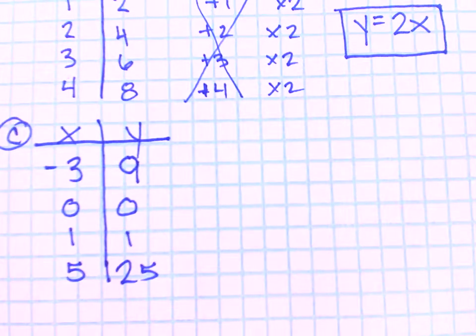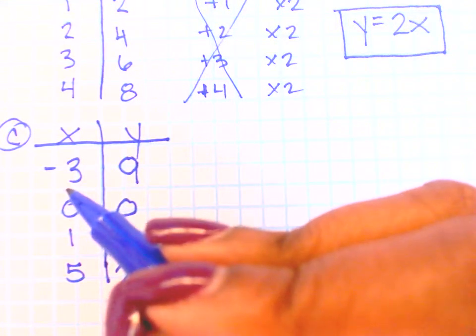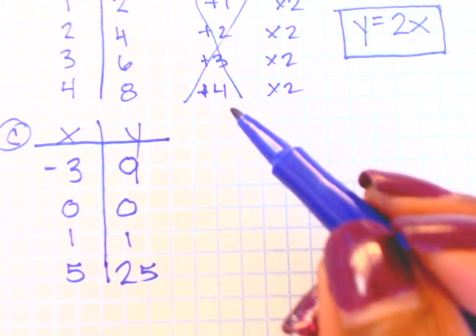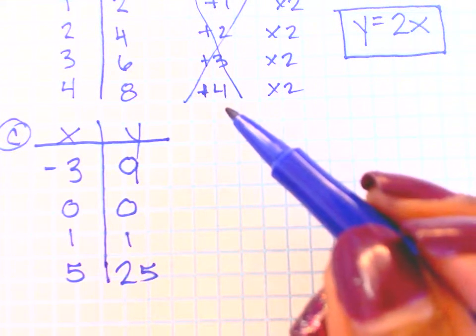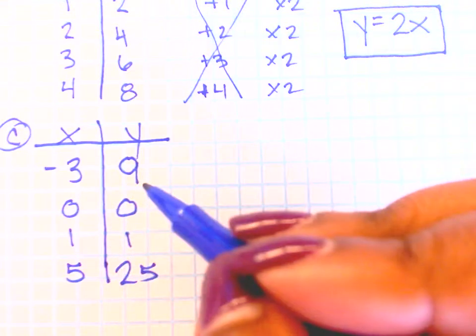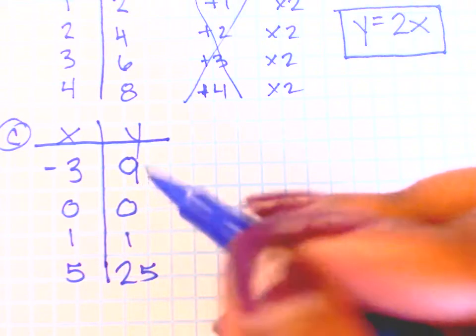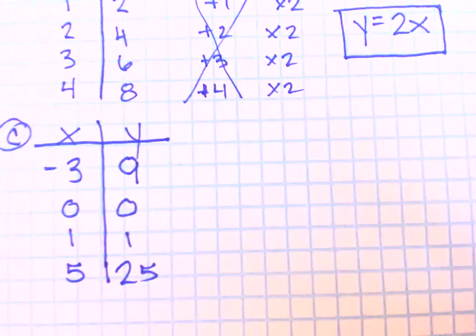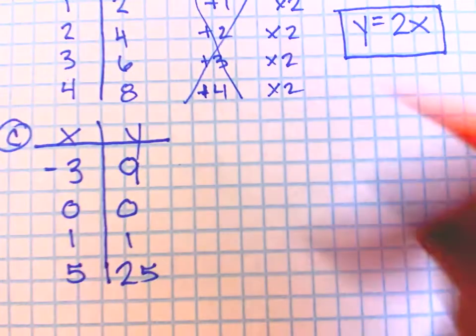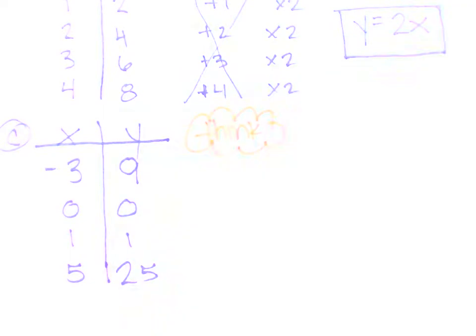Okay, let's see. If I do -3 minus 5, that's not gonna work. How do I get from -3 to a 9? How do I get from 0 to 0? How do I get from 1 to 1? From 5 to 25. Well, it can't be times 5, because that wouldn't work. So I have to think, it's probably squaring.